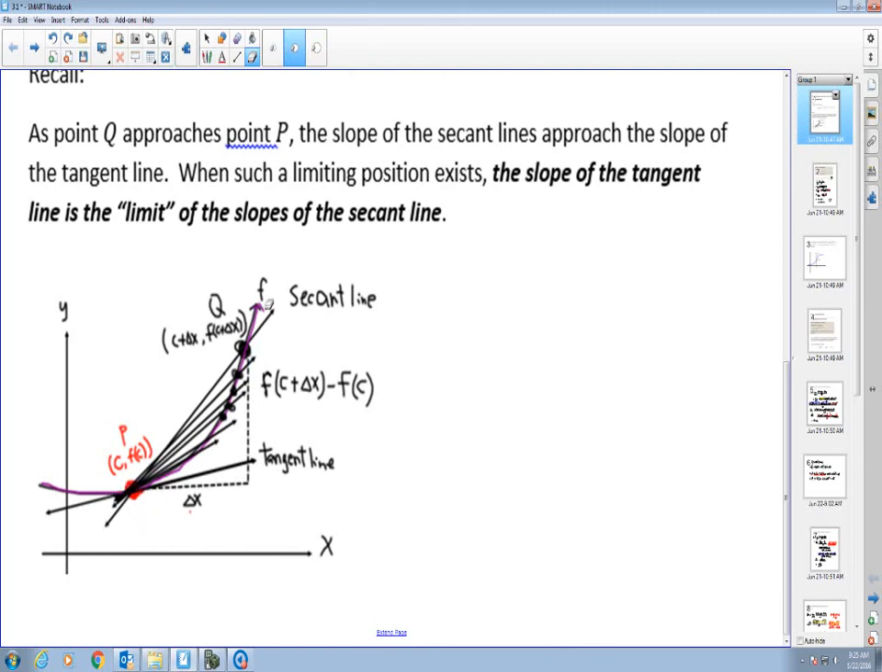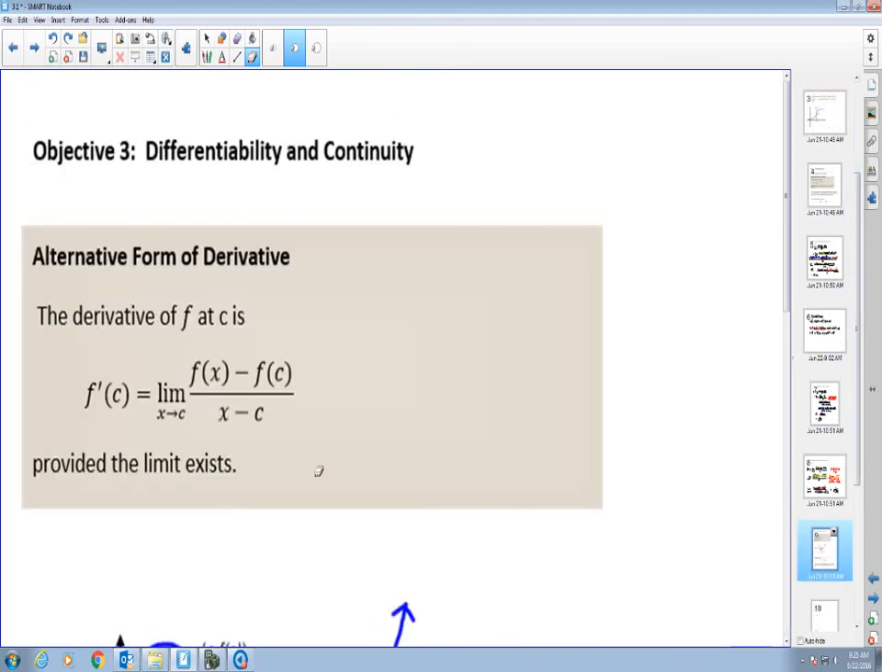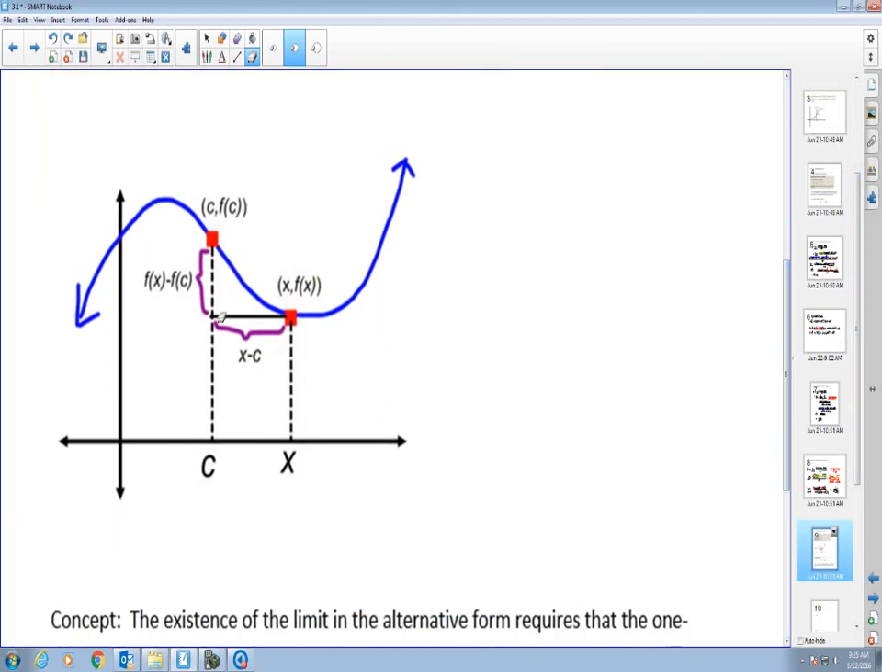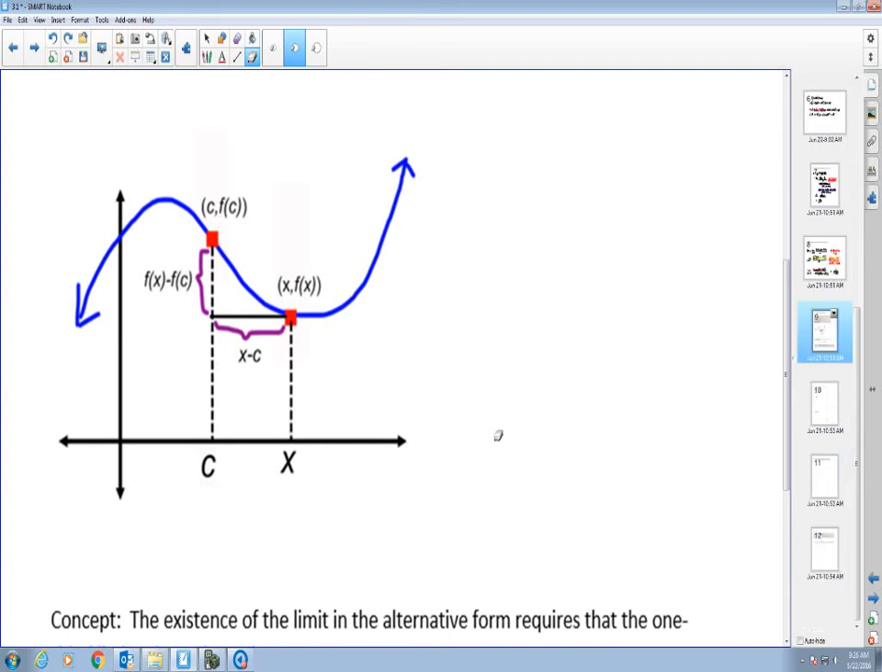Rather than using delta of x, changing notation, I'm just going to say x minus c. Going from this point to that point, the difference in the horizontal will be this x value, which is bigger, minus the c. And the change in the y direction will be f of x minus f of c. You're just subtracting them. So that will be the alternative form.